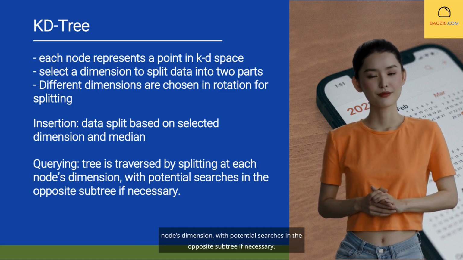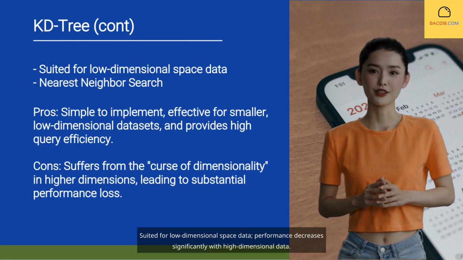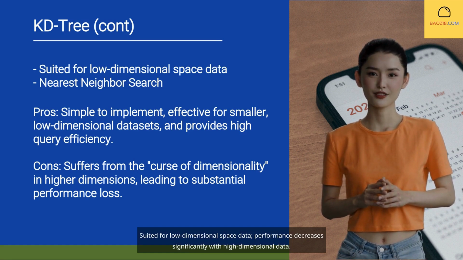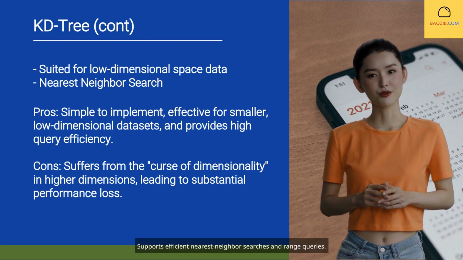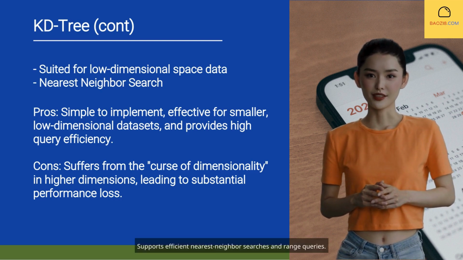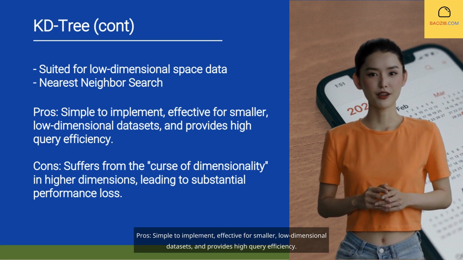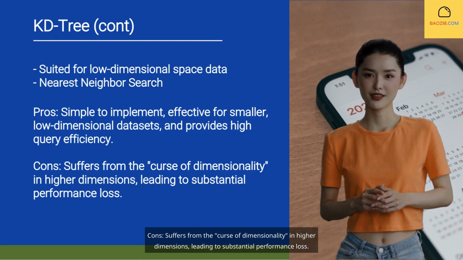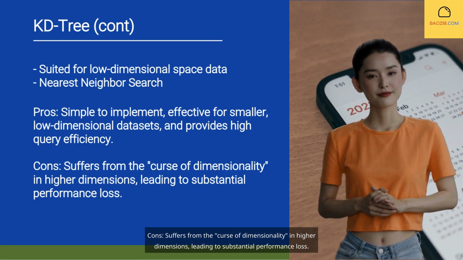Characteristics are: 1. Suited for low-dimensional space data, performance decreases significantly with high-dimensional data. 2. Supports efficient nearest neighbor searches and range queries. Pros: simple to implement, effective for smaller, low-dimensional datasets, and provides high query efficiency. Cons: suffers from the curse of dimensionality in higher dimensions, leading to substantial performance loss.